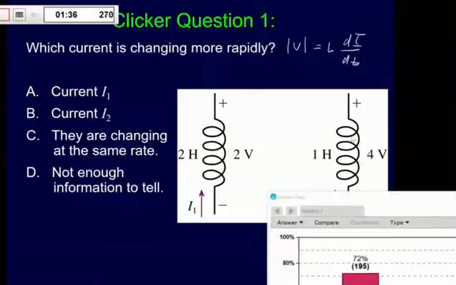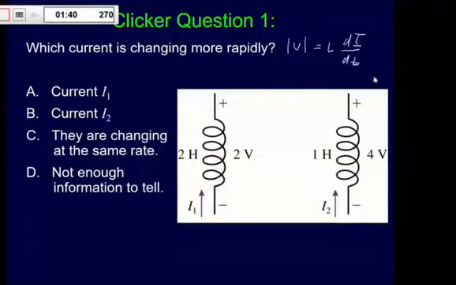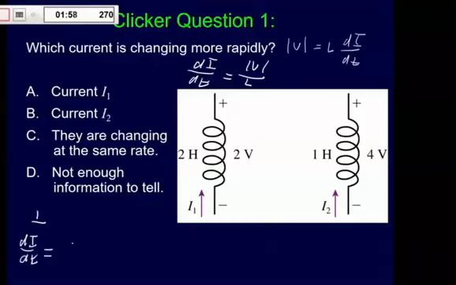We're just learning this stuff, so that's great. So I think I agree with the majority. And so if you use that equation, what I would do is just invert it and say, okay, well that means my change in current is going to be equal to whatever my voltage is divided by L. And so in case 1, di dt would equal voltage 2 volts over 2 henries, and that comes out to be 1 amp per second.